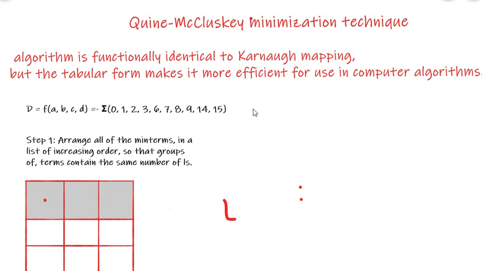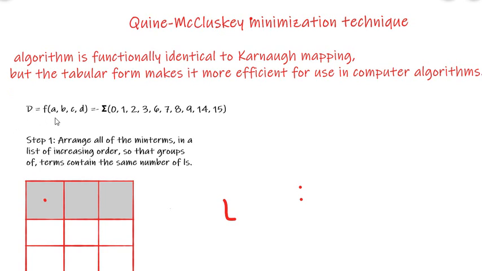Here we look at the number of ones and the single-bit changes in each and every bit. We will discuss that algorithm, and Quine-McCluskey is usually used for computer algorithms. Let's try one example of how we can use this technique to minimize a Boolean expression using the Quine-McCluskey method. First we will take one example.